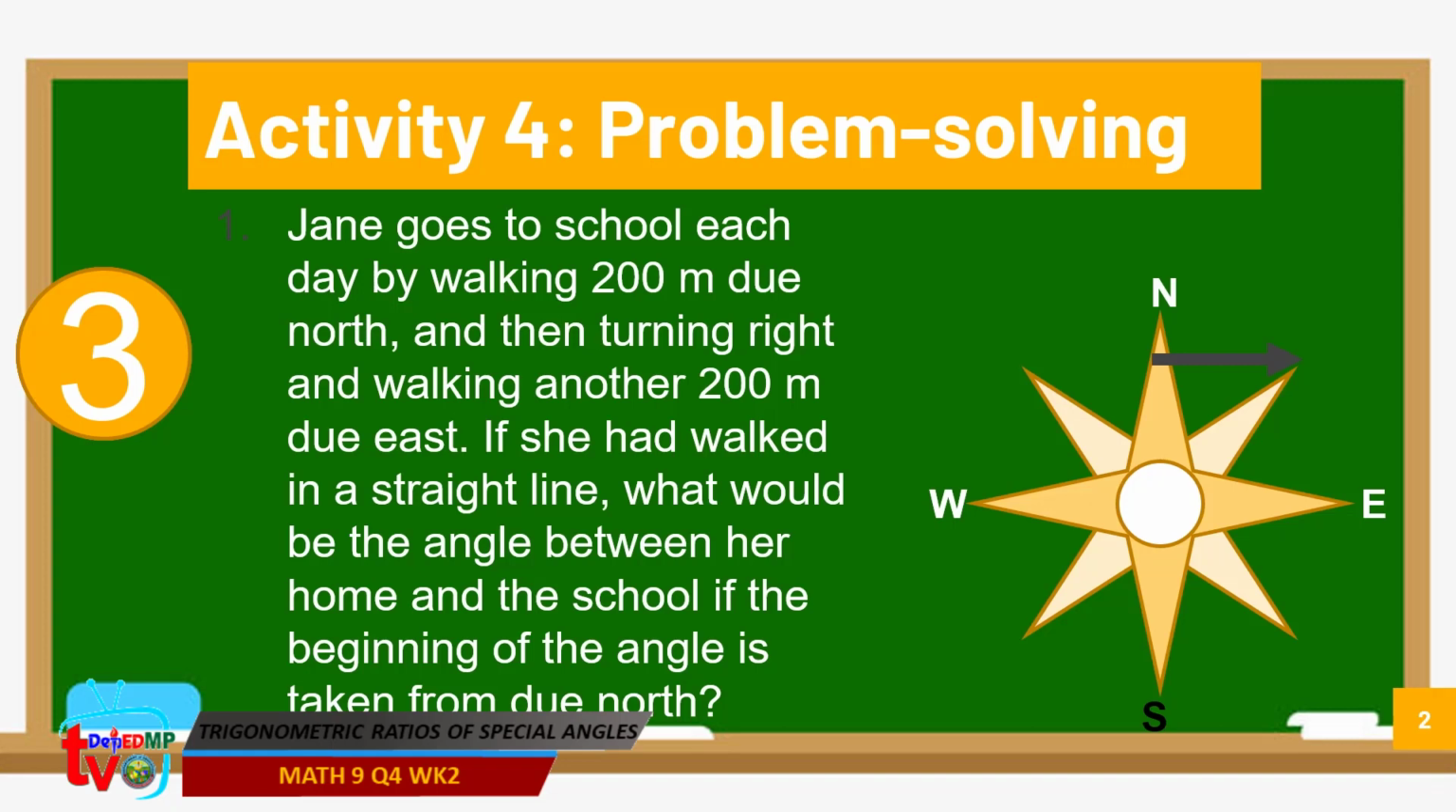First problem. Jane goes to school each day by walking 200 meters due north and then turning right and walking another 200 meters due east. If she had walked in a straight line, what would be the angle between her home and the school if the beginning of the angle is taken from due north? You are given 3 seconds to do this.